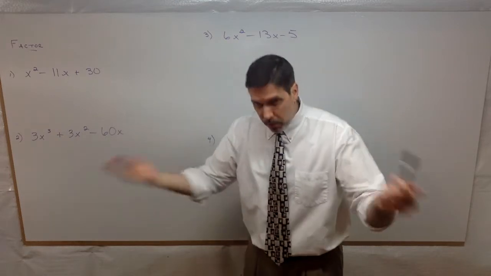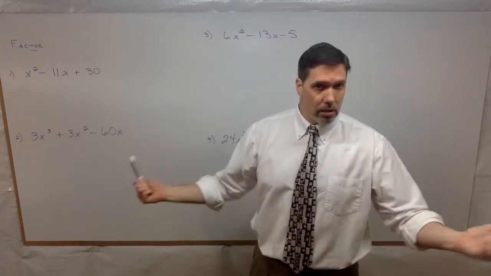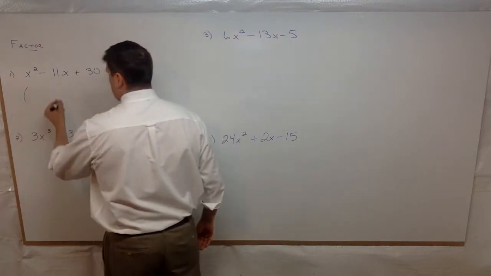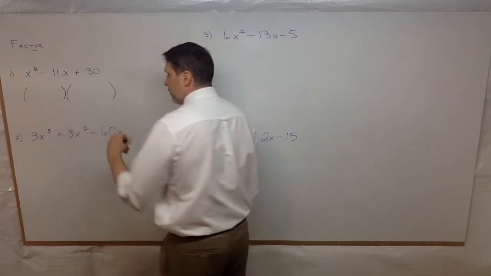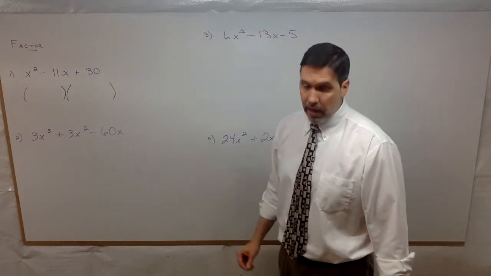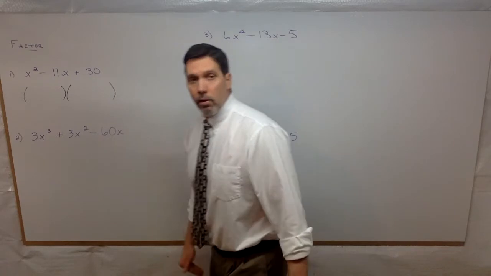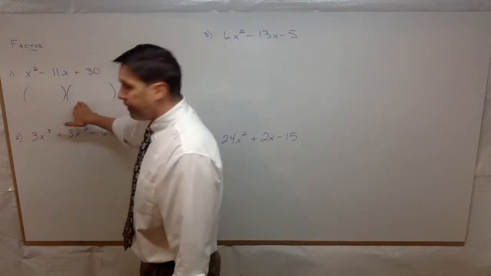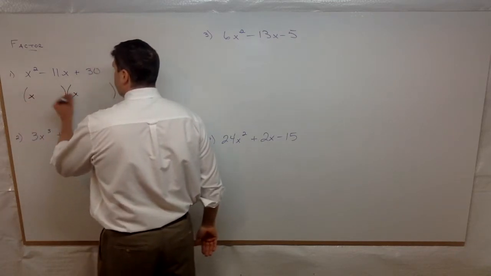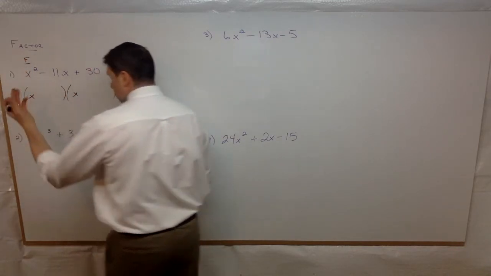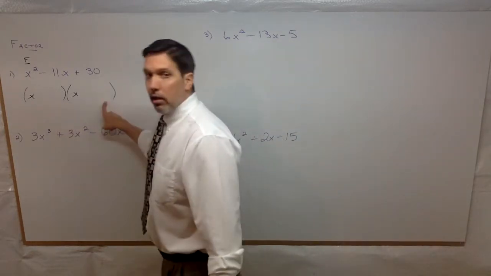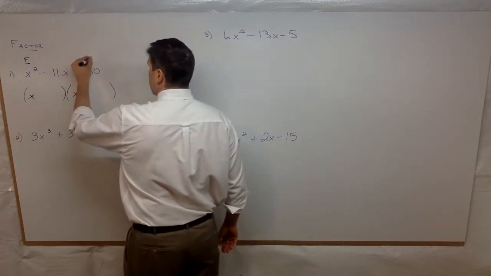Right, so we say, okay, this is going to be an unfoiling process if it's going to be anything at all. Because we're not 100% sure that it even factors. And again, if it doesn't factor, we just write prime down. But we better make sure that it doesn't factor if we're going to write that. With the unfoiling process, what we put in the F of FOIL, the first slots here, have to multiply to be x squared. And x times x is x squared. What we put in the L of FOIL has to multiply to be 30.